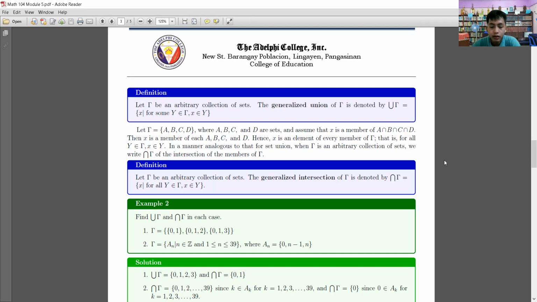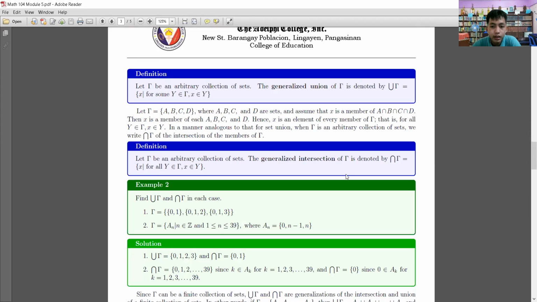Okay. And another one is for generalized intersection. So, this one is generalized union. Yung susunod naman is generalized intersection. So, si intersection naman, instead na for some, for all na siya. Ibig sabihin, X ay element siya nung generalized intersection if X is an element of every member of tau. Ibig sabihin, lahat ng mga sets na nandun sa tau, nandun si X. Yung generalized union, basta nag-exist lang siya dun sa kahit isa.